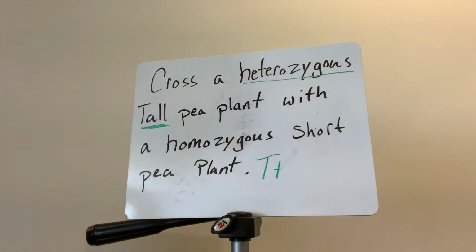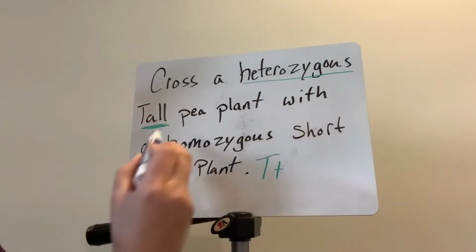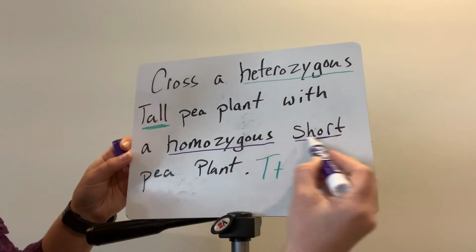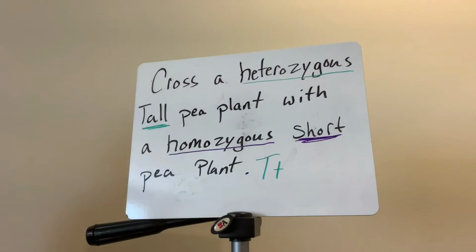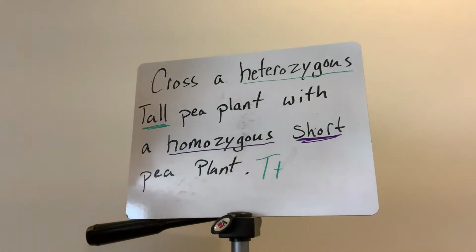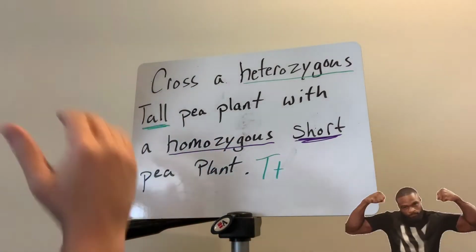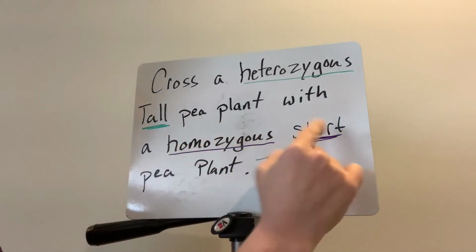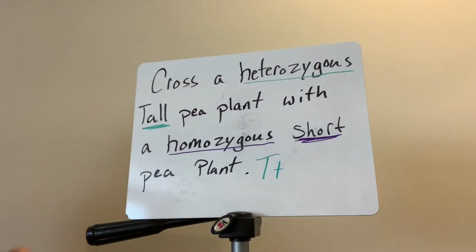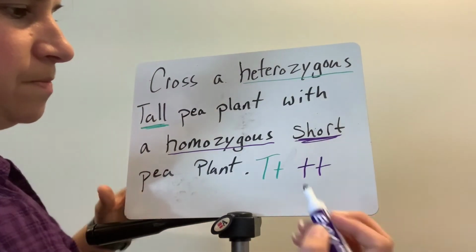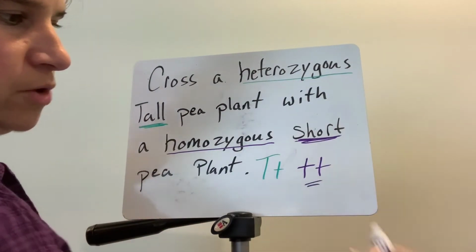The second part says that we're going to cross that pea plant with a homozygous short pea plant. Okay? Now homozygous means the two letters are going to be the same, so you're going to be either both capital or both lowercase. In this case, the tall pea plant is the dominant trait, being tall. So when it says homozygous short, that means it's going to be represented by our two lowercase t's because it is the recessive trait.